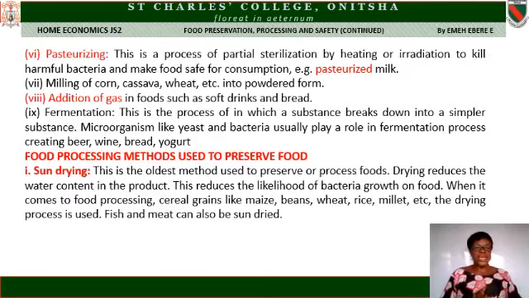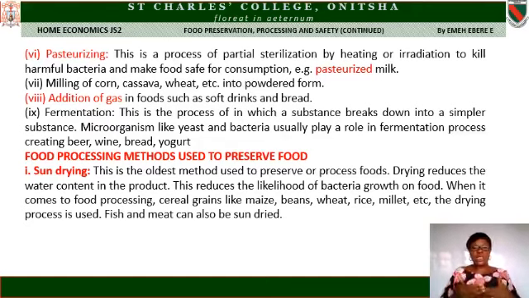Number 6, pasteurization. This is the process of partial sterilization by heating or irradiation to kill harmful bacteria and make food safe for consumption. Example, pasteurized milk. They subject the milk to higher heat in order to kill the microorganisms in the food. The next one is milling of corn, cassava, wheat into powdered form. What do we mean by milling? Milling is crushing grains into flour or into powder form through the use of a machine.